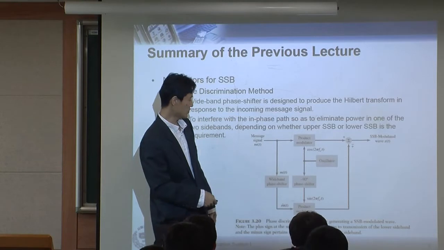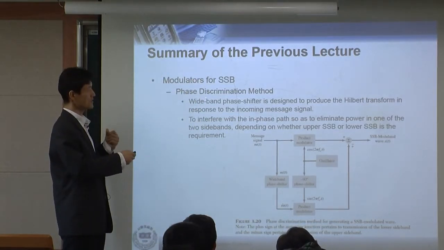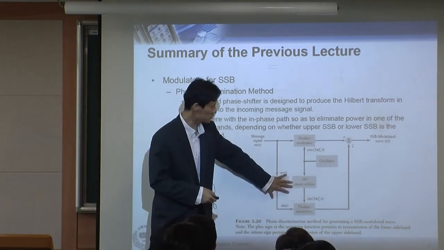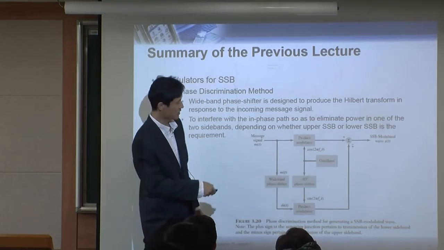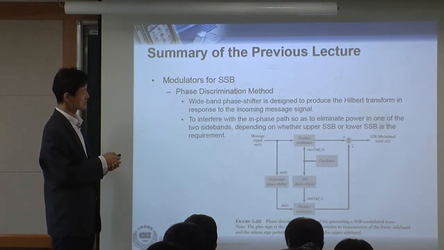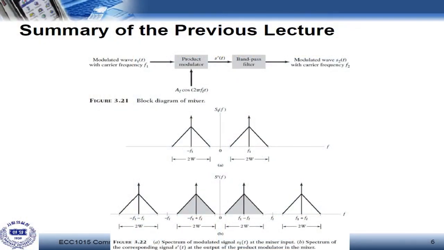And this picture shows you the Costas receiver, or we can say the phase discrimination method. I'm sorry, this is the transmitter side. So this looks almost the same as a Costas receiver, but this is how you make the single sideband. And this is also another thing that we discussed. What you can see from this picture is the mixer. Remember the name mixer.